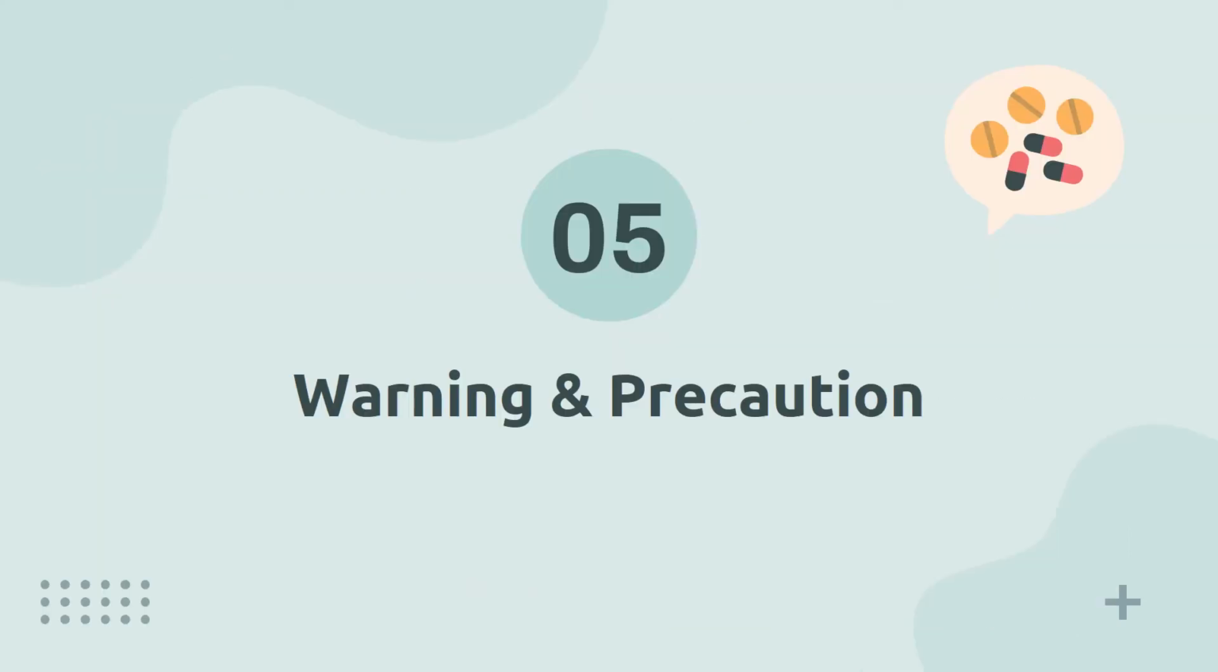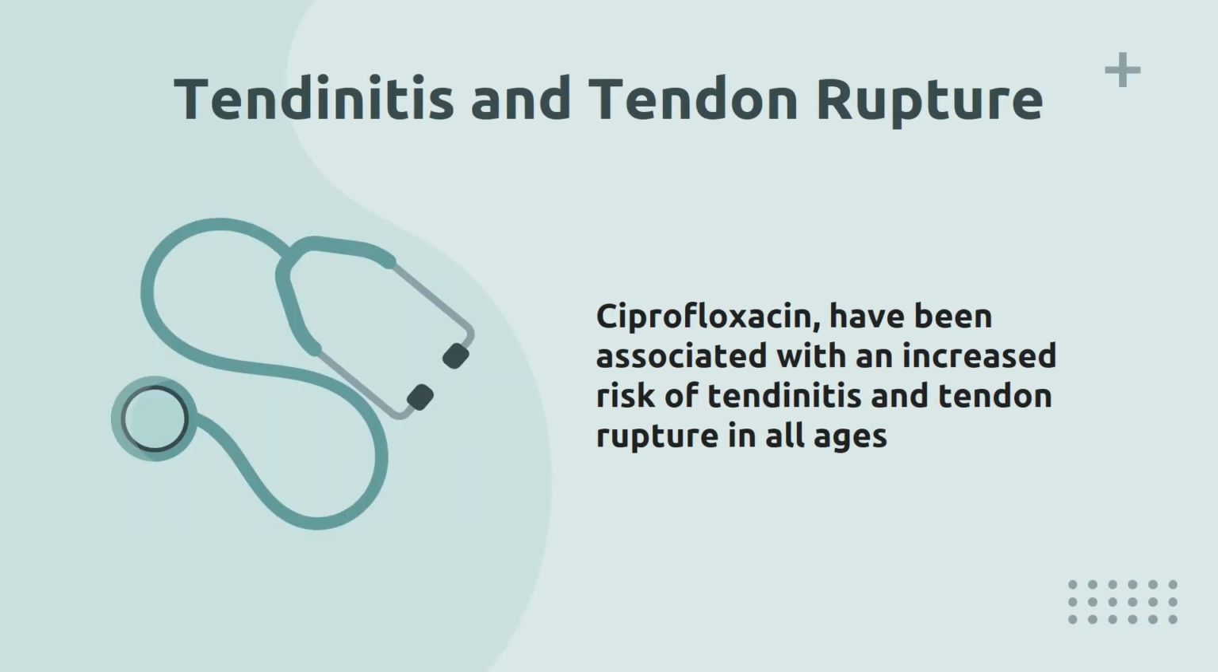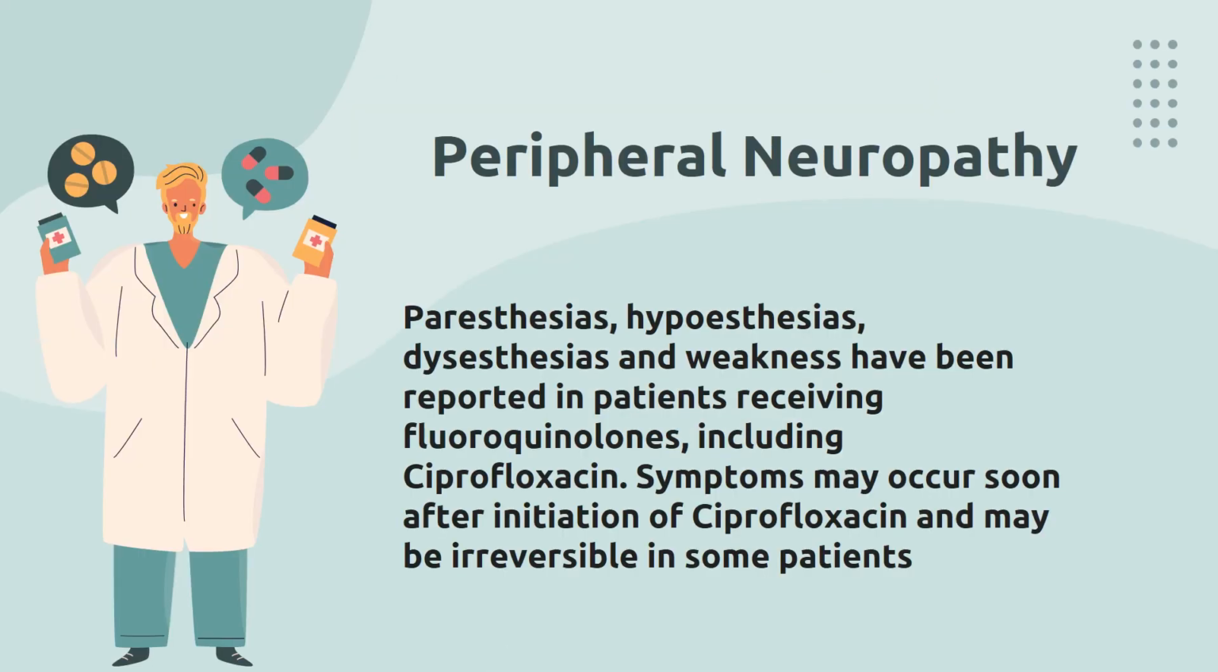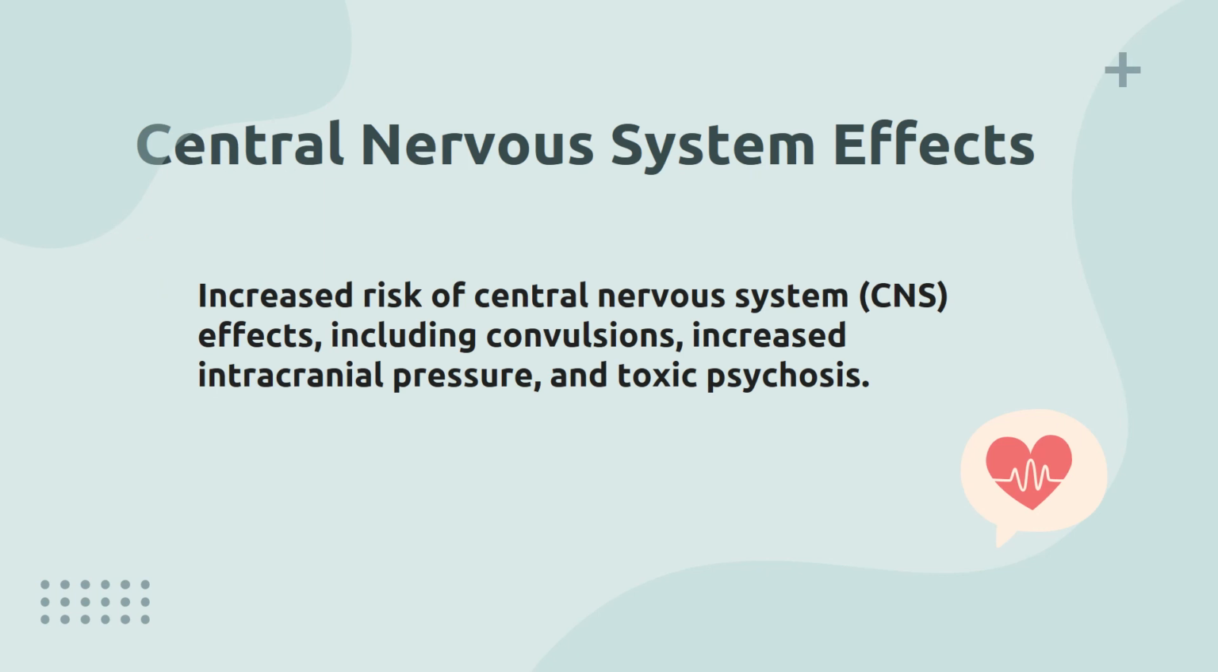What are the warnings and precautions for patients that are on ciprofloxacin? First, ciprofloxacin has been associated with an increased risk of tendinitis and tendon rupture in all ages. Peripheral neuropathy has been reported in patients receiving ciprofloxacin. Symptoms may occur soon after initiation of ciprofloxacin and may be irreversible in some patients. Ciprofloxacin may increase the risk for CNS effects, including convulsions, increased intracranial pressure, and toxic psychosis.